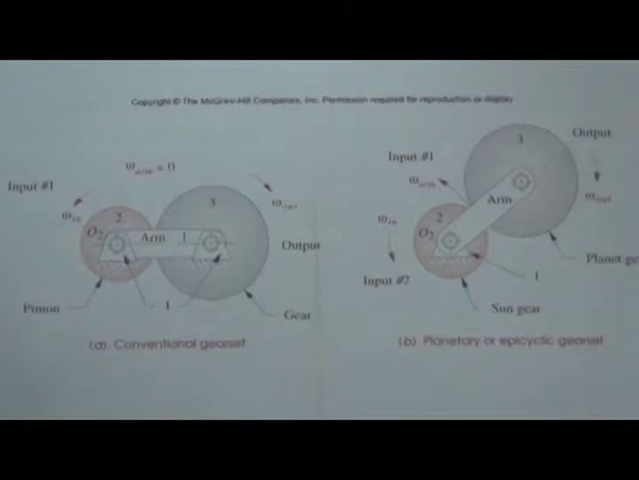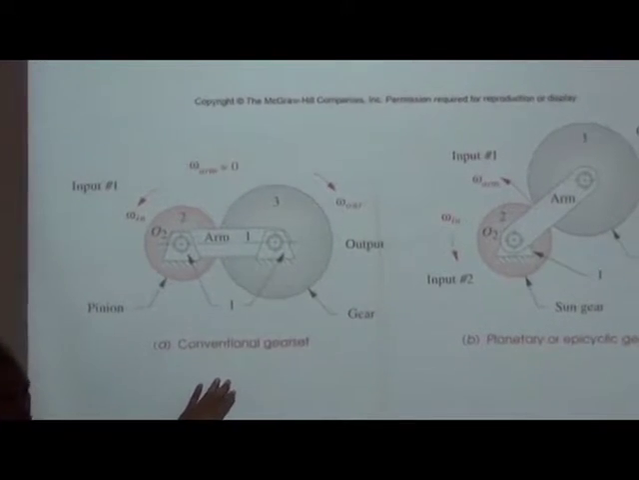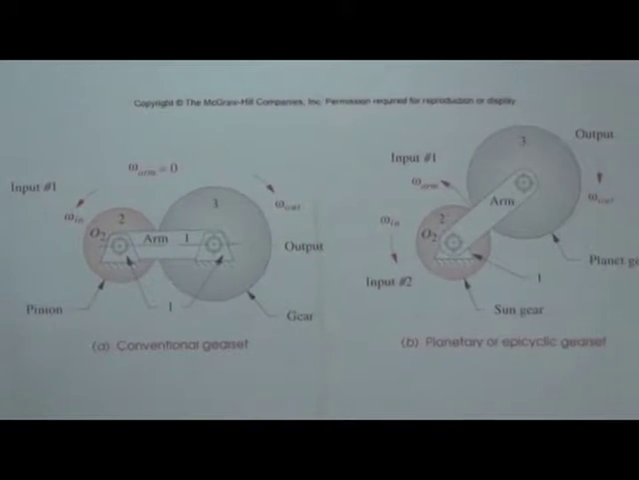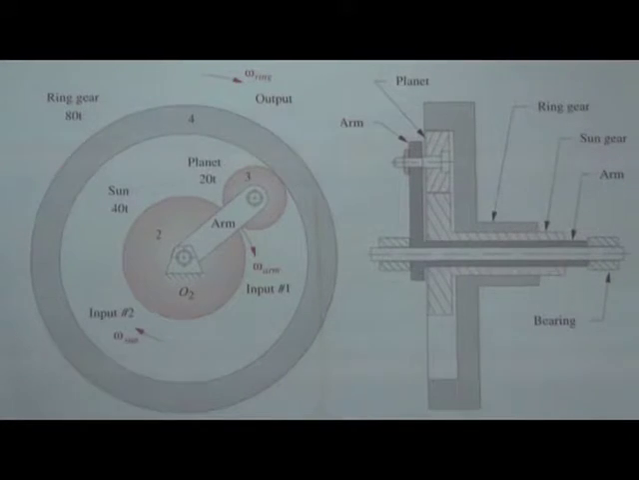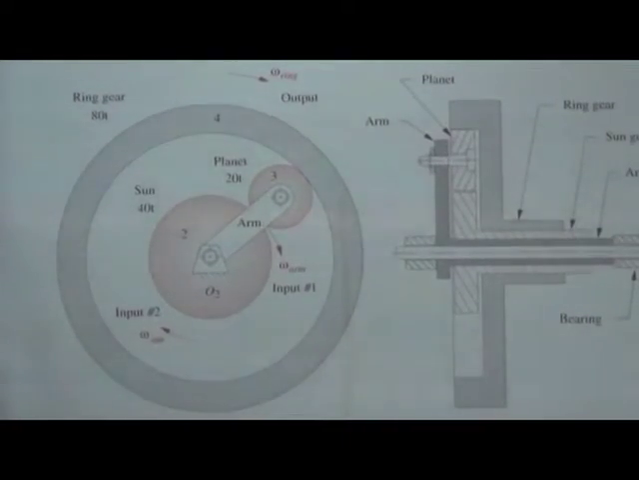Now this is the epicyclic gear. Here the arm is fixed. The conventional type has 1 degree of freedom, whereas this is a planetary or epicyclic gear set where the arm is not fixed, which has 2 degrees of freedom. So this is how a real epicyclic gear would look.